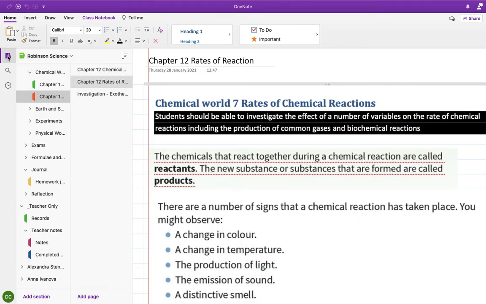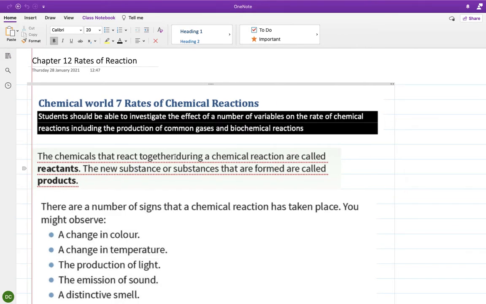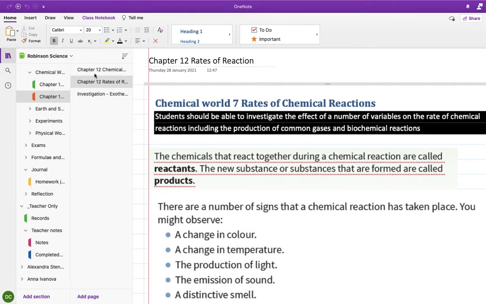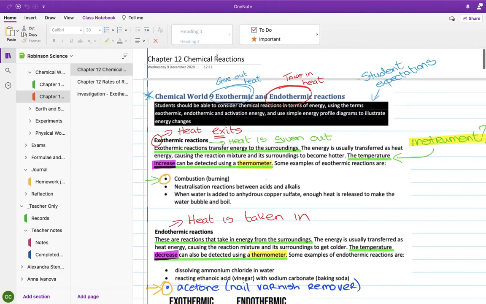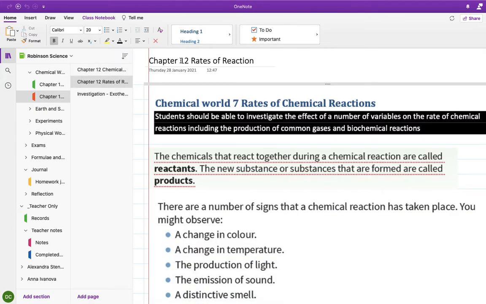Okay, so this is still chapter 12. I just sort of split it up. That's the first part of chapter 12. It's called chemical reactions, and specifically that was exothermic and endothermic reactions. And here it's still called chemical reactions, but specifically here we're going to talk about rates of reaction.